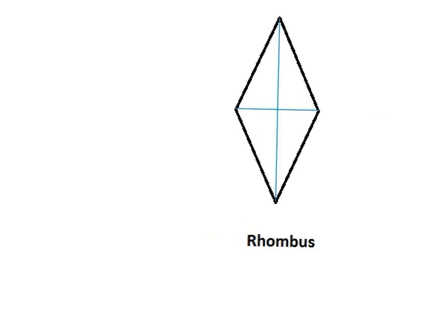A rhombus is a special type of kite. It's a kite which has 4 equal sides. The diagonals of the rhombus meet at 90 degrees, and there are 2 lines of symmetry. So this is a line of symmetry here. We've got a horizontal line of symmetry, and we also have a vertical line of symmetry.